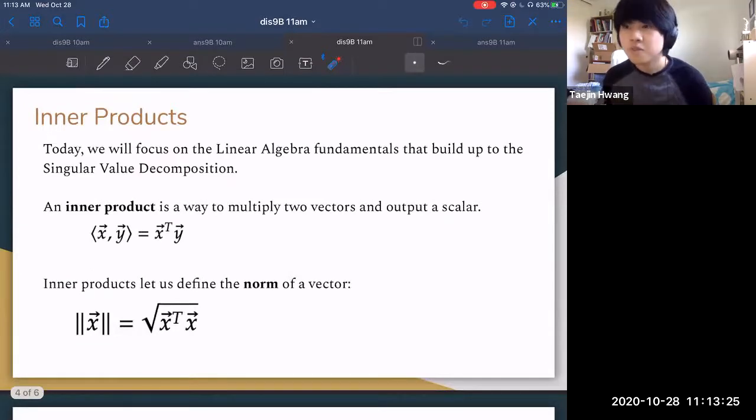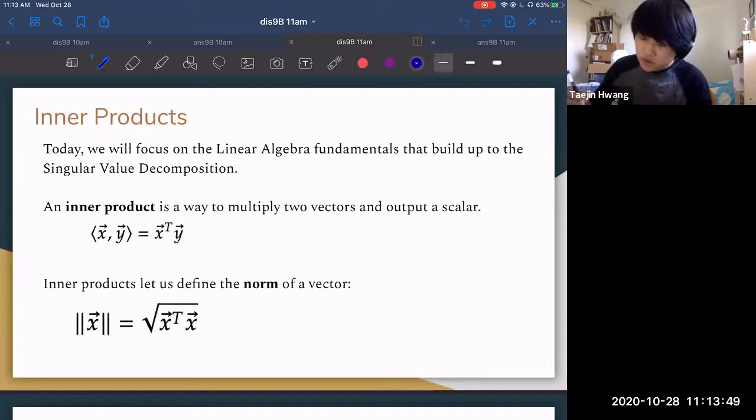The first couple of things I'll talk about should be reviewed from 16A or Math 54, but that was probably a long time ago, so it's always good to go back and review things. So let's talk about inner products. Inner products are a way to multiply two vectors and output a scalar.